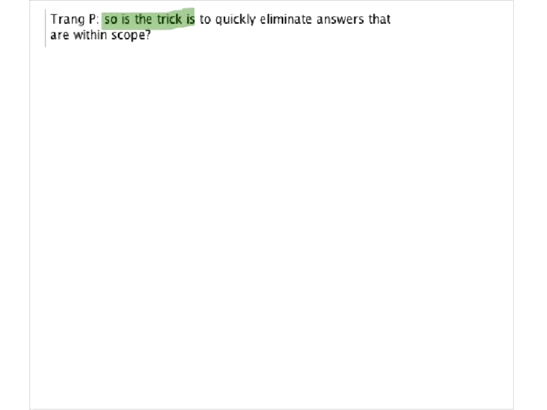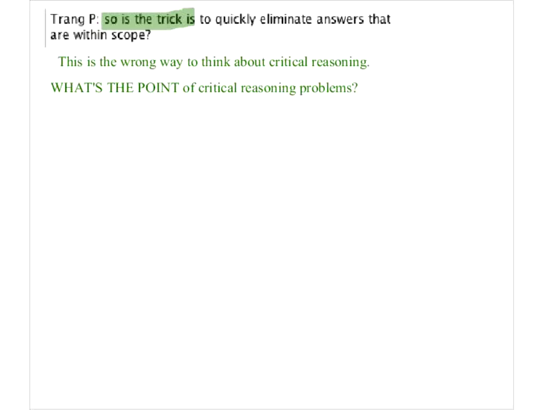So the trick is, this is the wrong way to think about critical reasoning in general. Let's pause for a second and talk about this in general. What's the point of critical reasoning problems? Why are they on the test? What do you guys think?